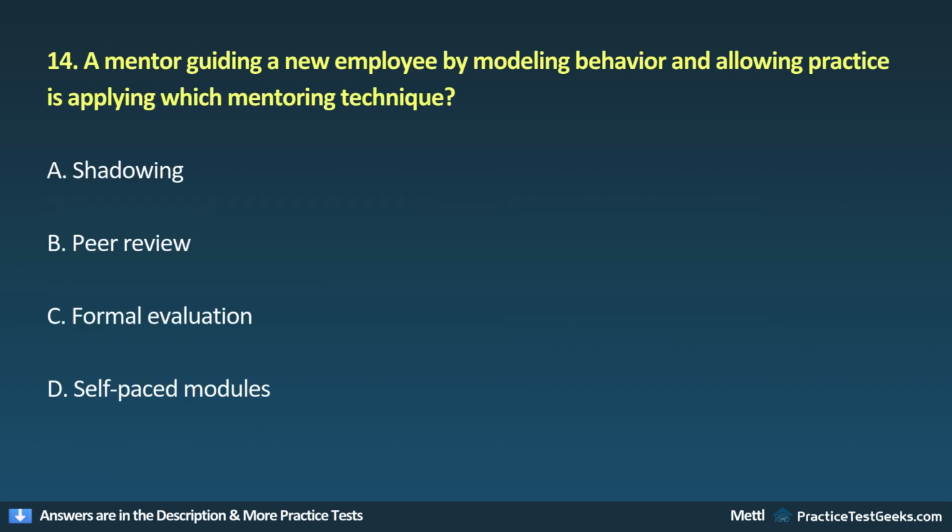14. A mentor guiding a new employee by modeling behavior and allowing practice is applying which mentoring technique? A. Shadowing. B. Peer review. C. Formal evaluation. D. Self-paced modules.